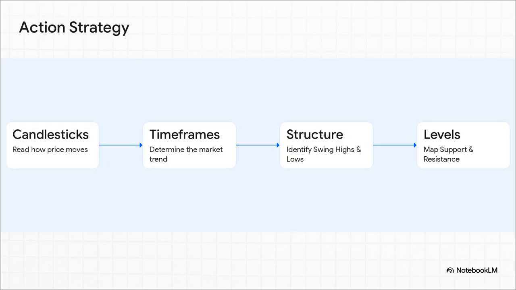All right, let's pull all of this together into a clear professional strategy. First, you read the candlesticks to see how price is moving. Second, you determine your timeframes and find that overarching market trend. Third, you identify the market structure by spotting your swing highs, breaks of structure, and changes of character. And finally, you map out your support and resistance zones to find where price will most likely react. Mastering these interconnected steps gives you a remarkably strong foundation for reading almost any chart with total confidence.